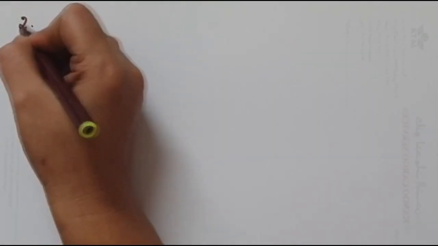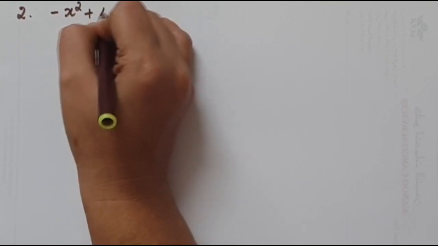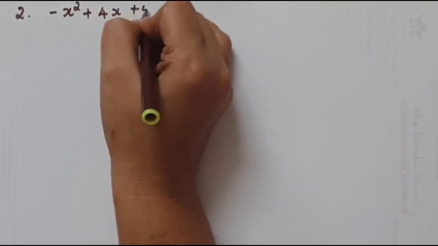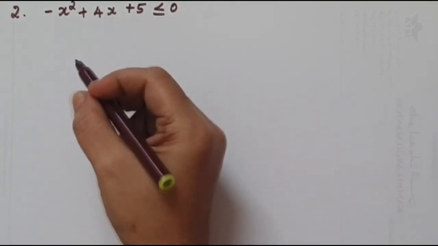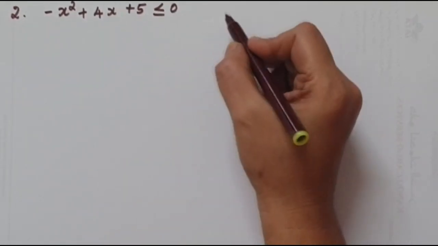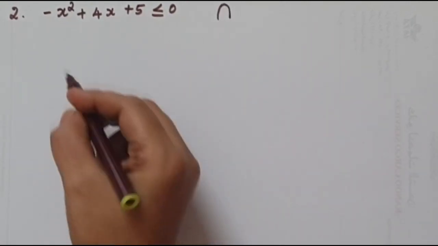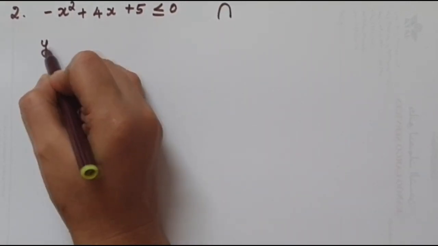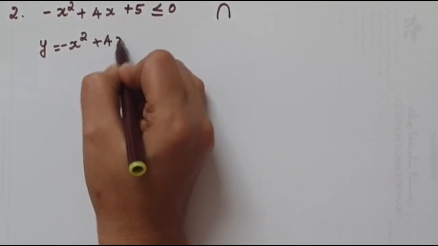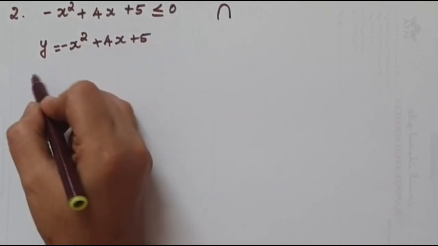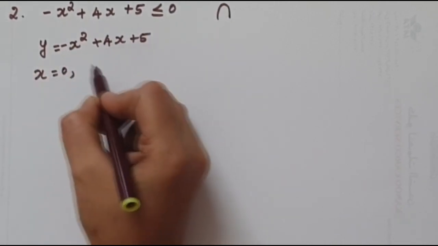Second question, we'll take a negative coefficient of x squared. So minus x squared plus 4x plus 5 is less than or equal to 0. So now the coefficient of x squared is negative. So we know our graph has to be an inverted U. Now the same way, let us take this equation as y equal to minus x squared plus 4x plus 5. So now substitute x equal to 0. So this becomes 0, this becomes 0.